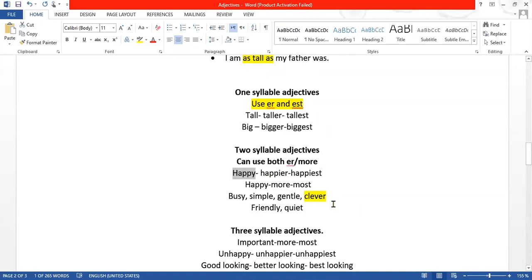Sir, we have studied that a word that ends with Y changes to I, and we add ER with it when we change it to comparative. But what I just told you, I can also say that I am more happy. It's not incorrect. So what, sir? It's rare. It cannot come to the mouth, sir.